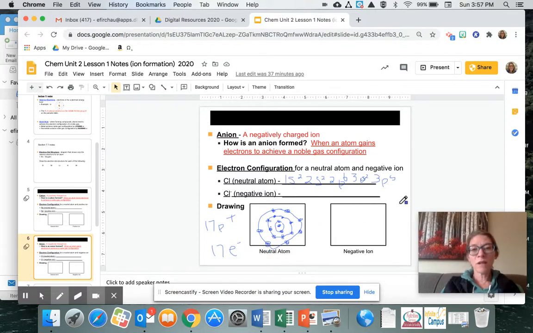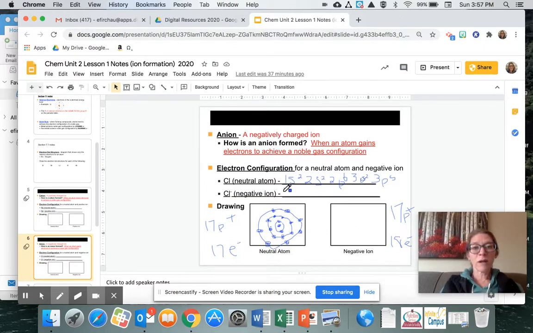So when chlorine gains an electron, it's going to start out with 17 protons again because it's chlorine. And then if it gains an electron, now it's going to have a total of 18 electrons. So it's going to have 1 more electron, 1 more negative charge than it does positive charge. So that's why when an atom gains an electron, it's actually getting more negative.